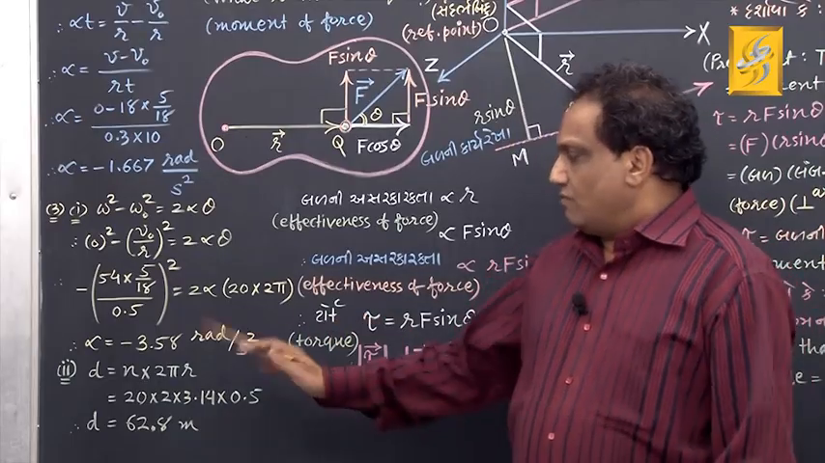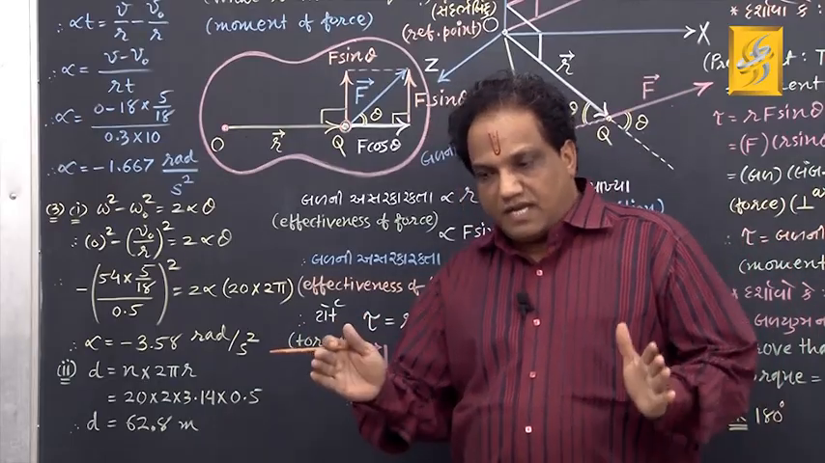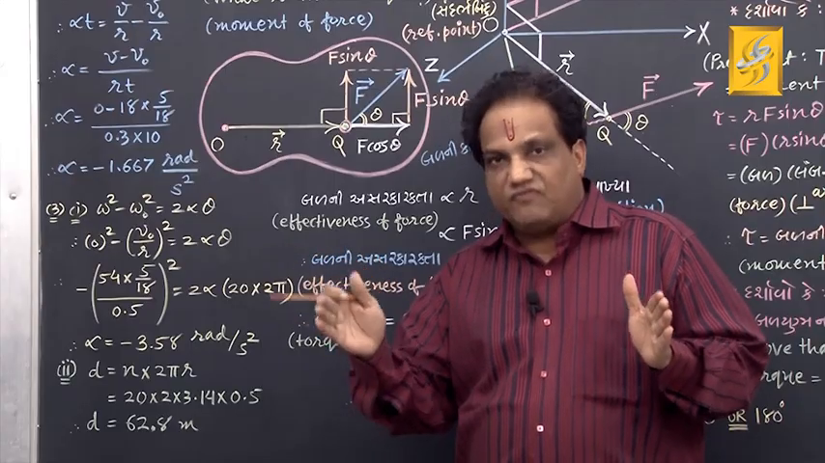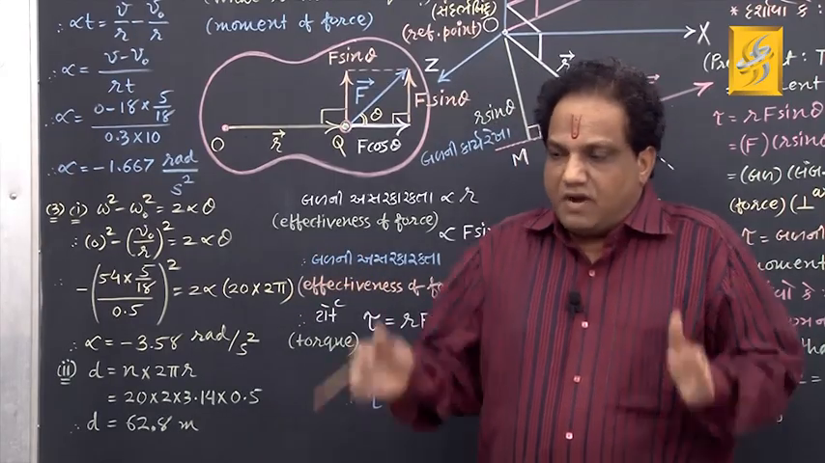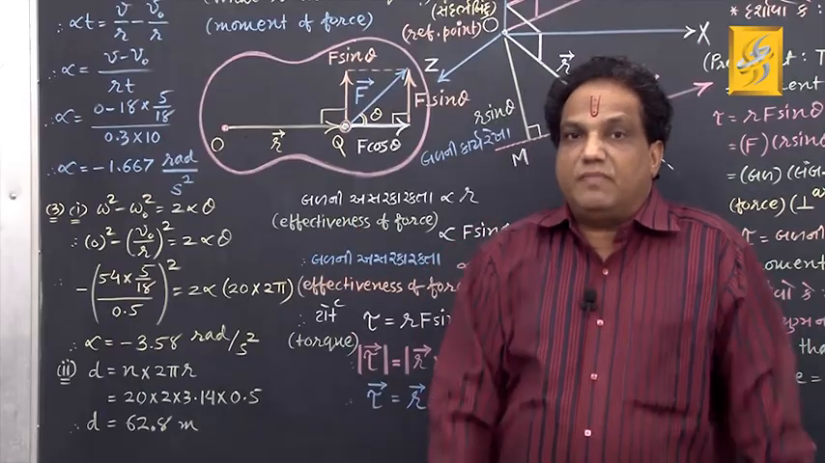Okay. One more thing is asked to us. By the time the wheel of truck finishes 20 rotations, by the time what is the linear distance traveled by the truck?